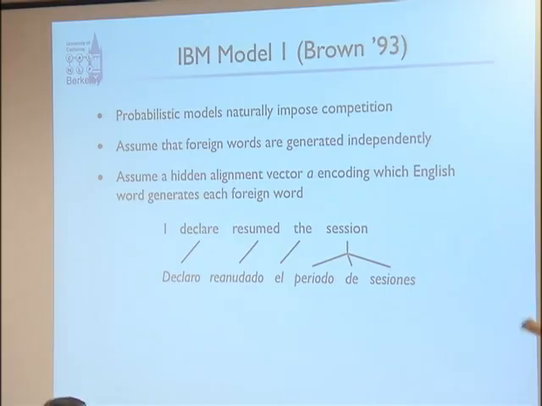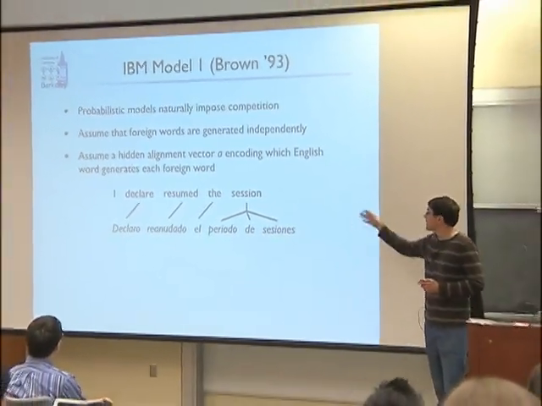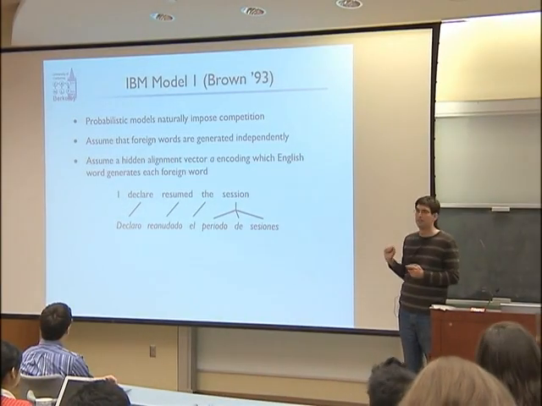So what we're doing in IBM Model 1 is we're saying the English is there. It's observed. And what we're going to generate is the foreign sentence. And the way we're going to generate it is word by word, and that's going to give us word alignment. So each word is going to be generated independently.